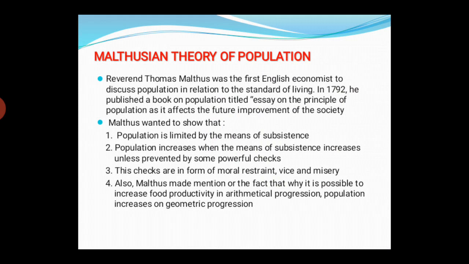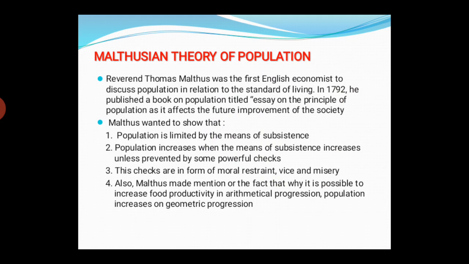Therefore, in 1798, he published a book on population titled Essay on the Principle of Population as it affects the future improvement of the society. And in this book, he was trying to show four things. Number one, population is limited by the means of subsistence.